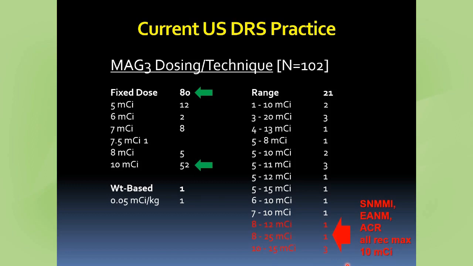I do want to point out down here in the lower right-hand corner, there are some institutions that are using ranges that go all the way up to 25 millicuries, and this is specifically for MAG3, when we were researching this. And it's important to know that all the guidelines out there recommend a max of 10 millicuries. So those institutions, if there's not something unique about their cameras or patient population, may want to consider stepping those ranges down to 10 millicuries max.